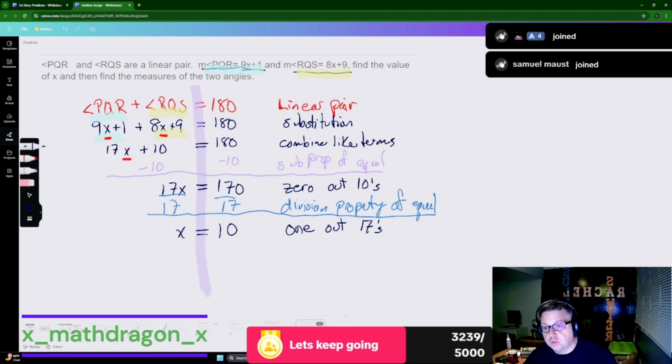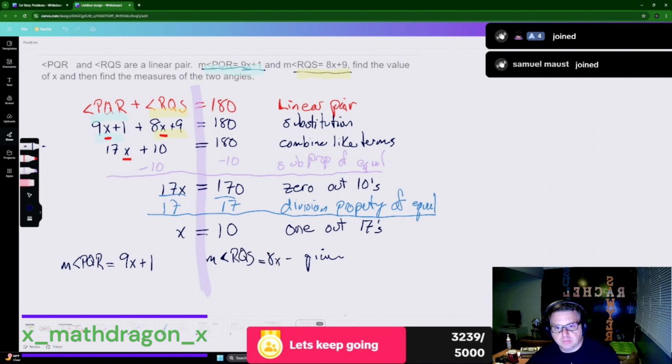Now, find the measures of the two angles, so plug it back in. So say the measure of angle PQR equals 9x plus 1. That is given. And I'm going to say the measure of angle RQS equals 8x plus 9. That's given as well. We'll move our given over a little bit to give us some space. But now plug our x value in. Our x value is 10. So keep the measure of angle PQR. Keep the 9 plus 1. Keep the measure of RQS. Keep the 8 plus the 9.